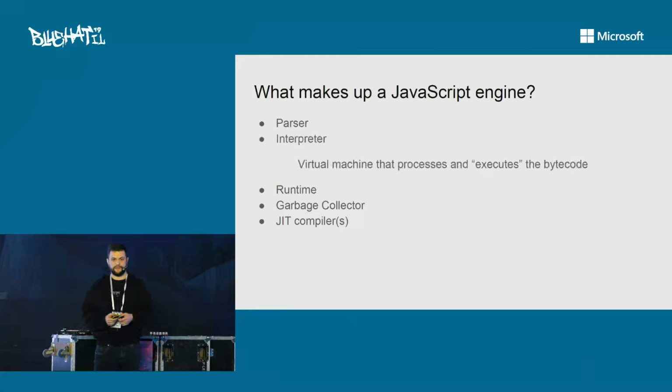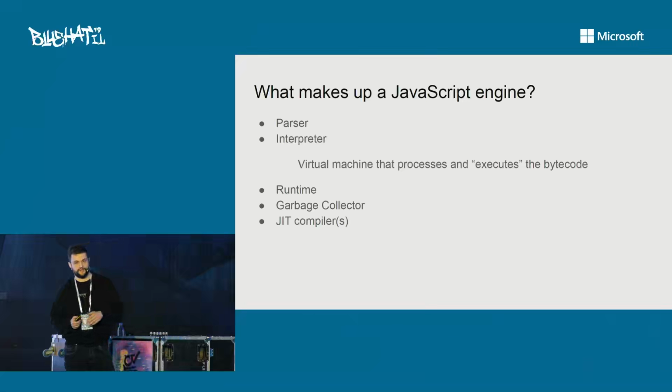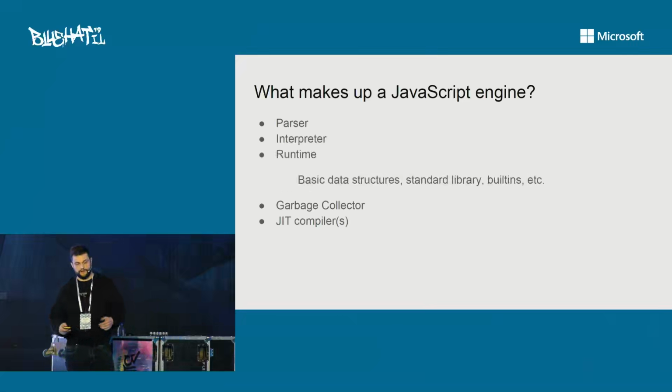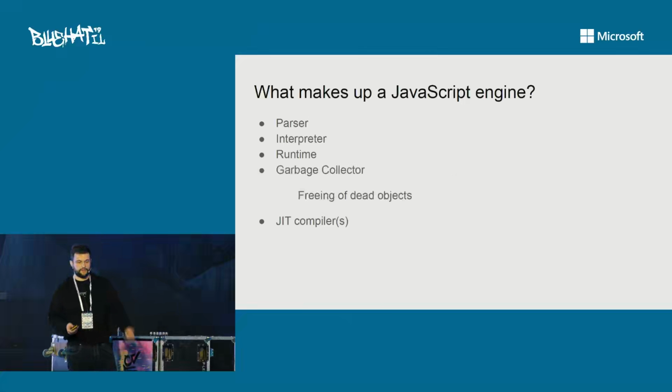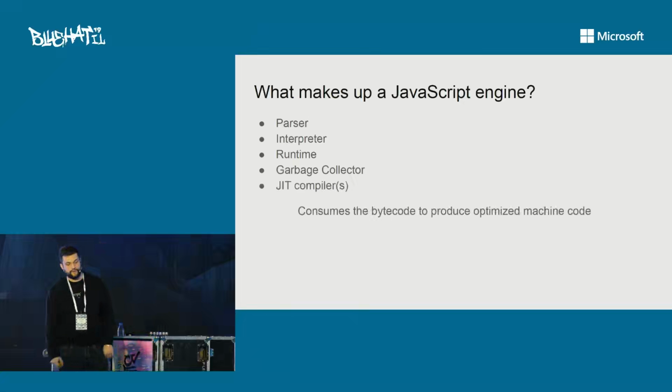That custom bytecode, which is specific to each engine, is then fed to the interpreter, which is basically a virtual machine that will execute that bytecode. That relies on what I call the runtime, which provides all the basic data structures, implements the built-in functions of JavaScript, etc. You, of course, have a garbage collector because you don't have to free memory and do memory management in JavaScript. And you might have one or many JIT compilers. This varies for each engine, but at least you have one these days.